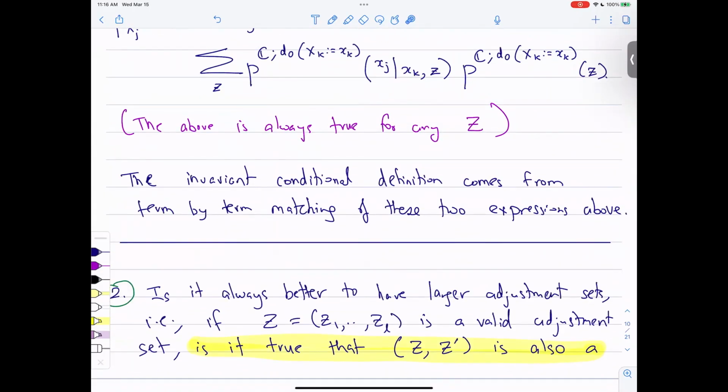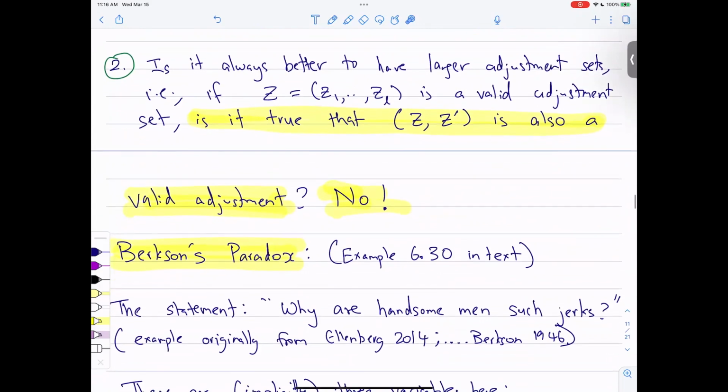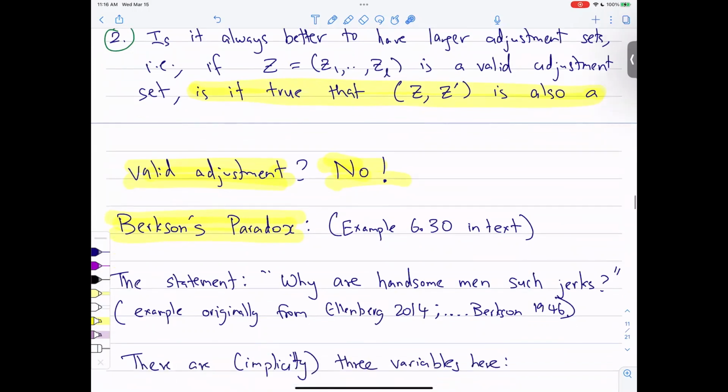Good. Second step. Is it always better to have larger adjustment sets? Meaning, if Z, Z1 through ZL, is a valid adjustment set, is it true that if I augment it with Z prime, that's also a valid adjustment set? The answer is no. An example of this is Berkson's paradox.